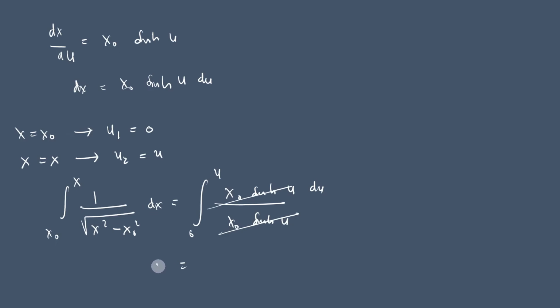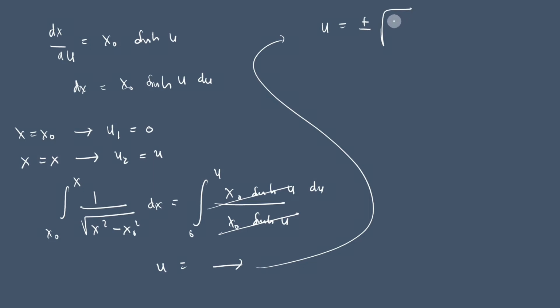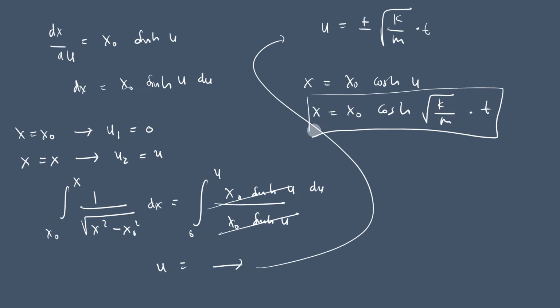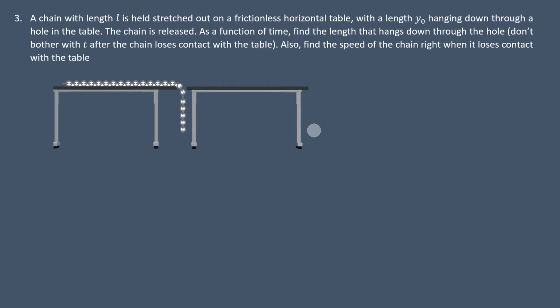So we get u as a function of t. u equals plus or minus the square root of k over m times t, and we write x in terms of u: x0 cosh u, and substitute it. x equals x0 cosh of the square root of k divided by m times t. So this is the solution of the second problem. Let's move on to the third problem.